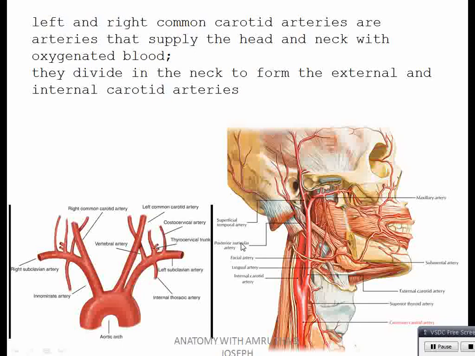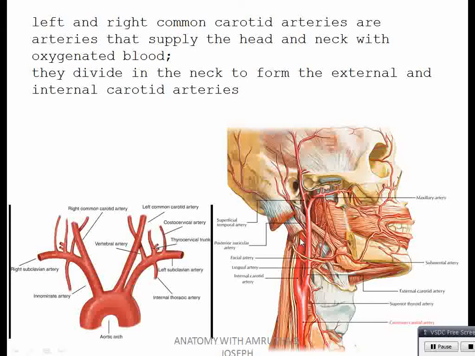Now talking about the carotid arteries, right and left common carotid arteries that supply the head and neck with oxygenated blood. So they are going to supply the head and neck region. They divide in the neck to form external and internal carotid arteries. So common carotid artery, both sides they divide. Here this is right common carotid artery dividing into external carotid artery and internal carotid artery.